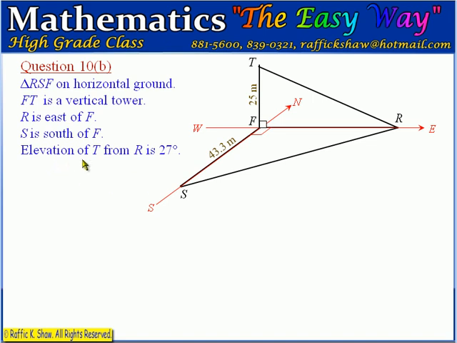We are also told that the angle of elevation of T from R is 27 degrees. So the angle of elevation of T from R is the angle above the horizontal up to the line of sight from R to T, and so that angle of elevation would be the angle up here. So we can show that angle on the diagram. That is the angle of elevation of T from R, and we can show the 27 degrees angle right there. So that's all the information we have represented on the diagram, and we can complete the diagram by joining the points S and T. So what we have is a three-dimensional situation.